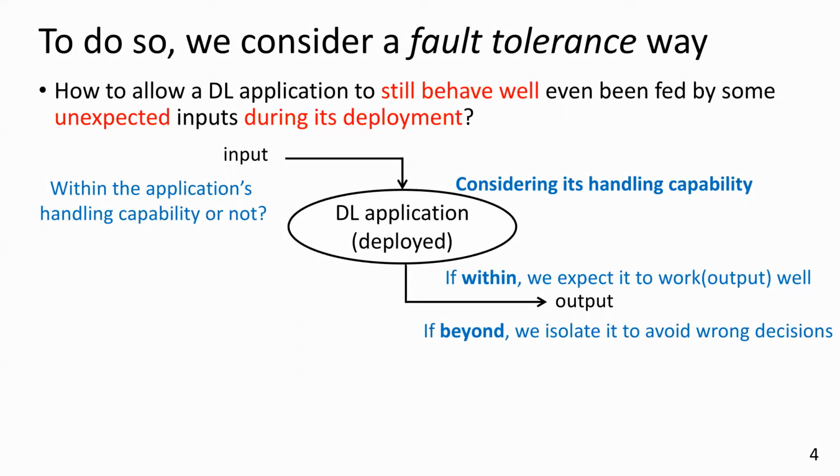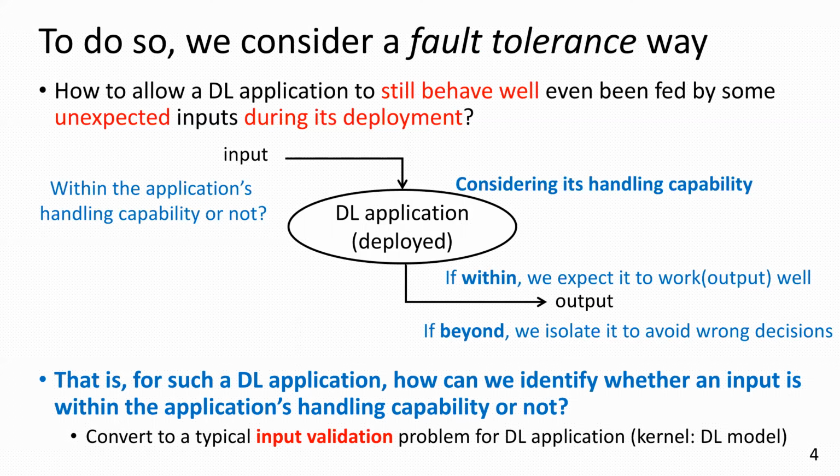To do so, we consider a fault-tolerant way. That is, if any unexpected input is fed into a deep learning application, how can we allow it to still behave well? We consider that for a deployed deep learning application, it has its own handling capability. For an input within the capability, one can expect it to work well. Otherwise, one can also choose to isolate such input to avoid possibly wrong decisions later. Therefore, in a fault-tolerant way, our problem can be transferred to a typical input validation problem for identifying within inputs.